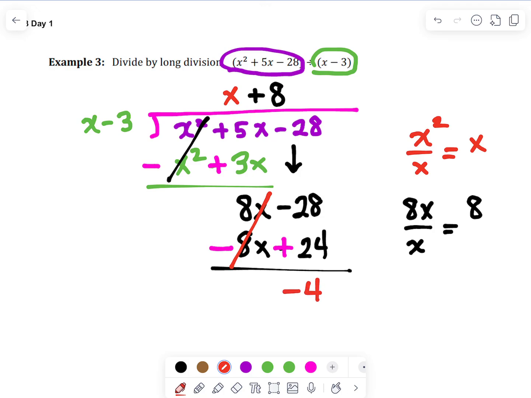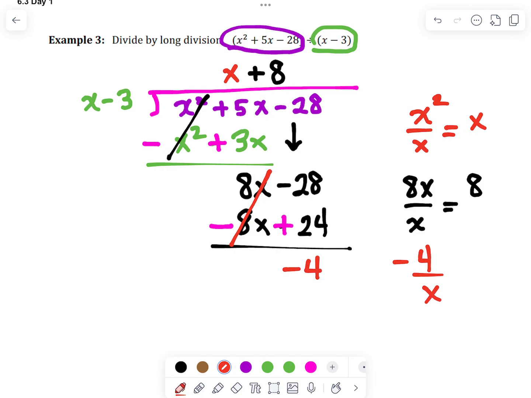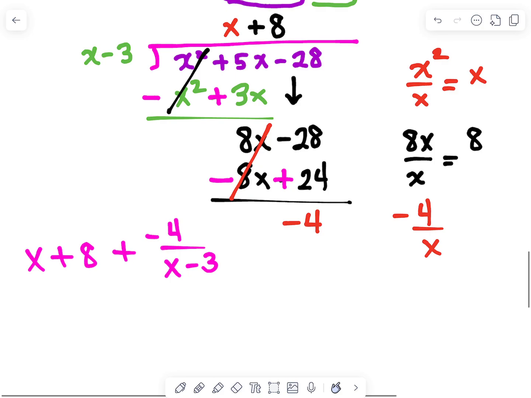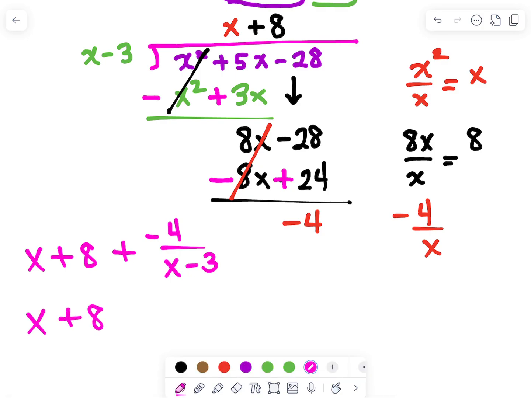Now we cannot go any further. We cannot take negative 4 divided by x to simplify. So this is considered our remainder. So our answer is x plus 8 plus negative 4 over x minus 3. If you want to write it like this, x plus 8 and then minus 4 over x minus 3, they mean the same thing.